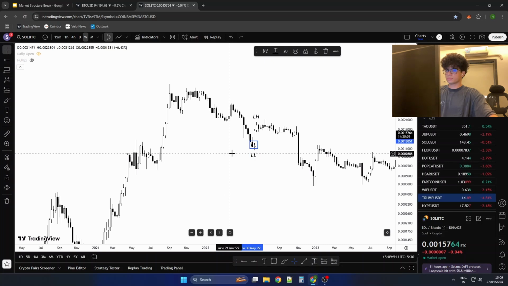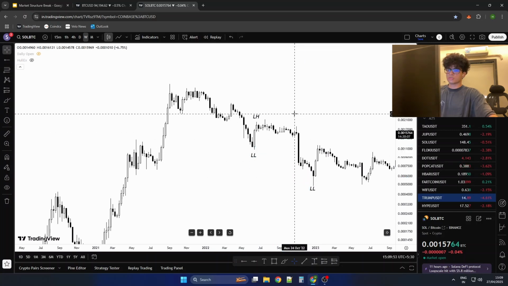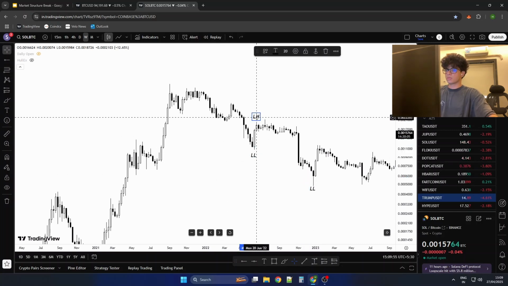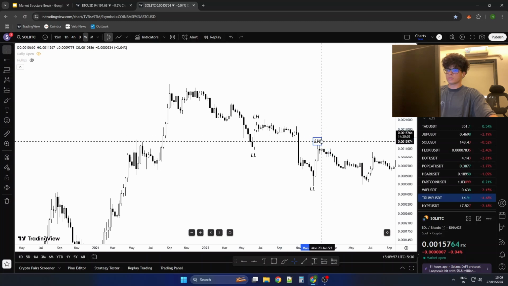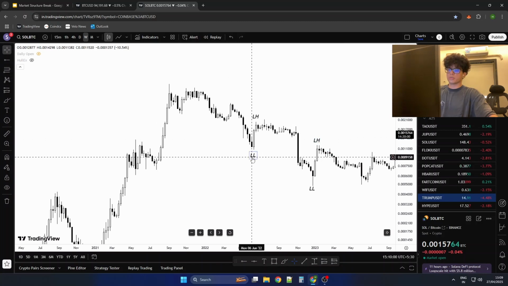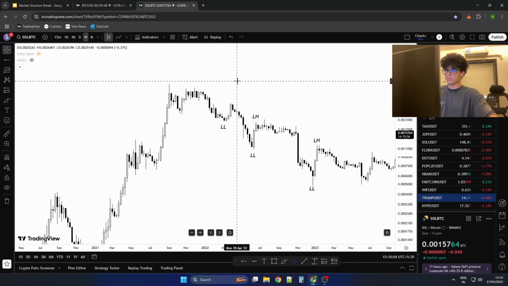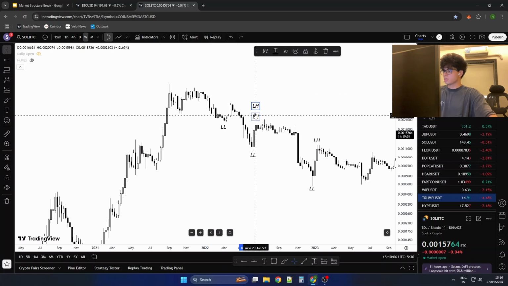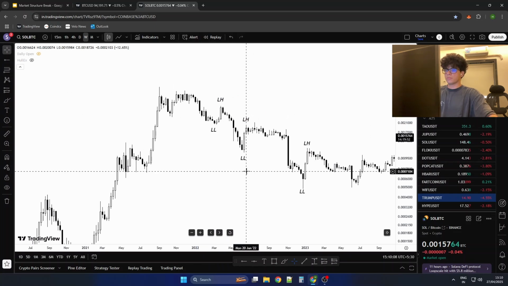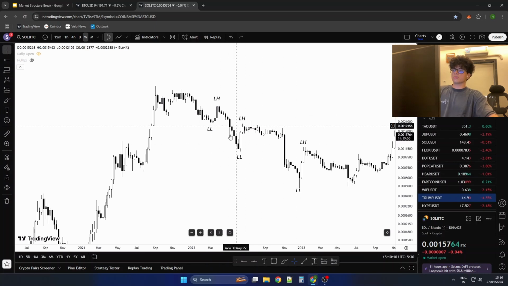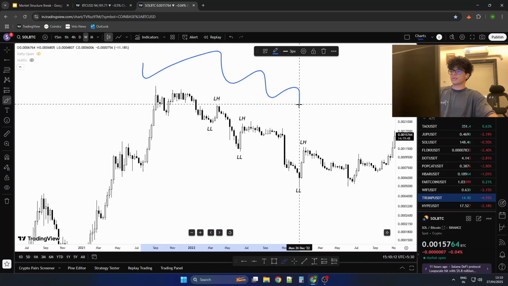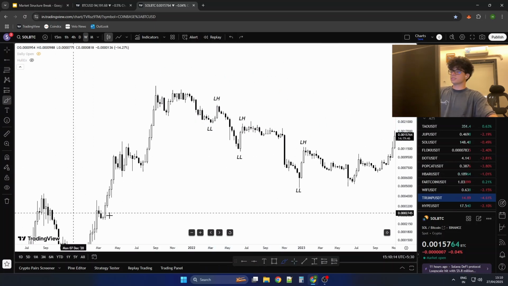Similarly, this will also be a lower low. This will also be a lower high, right? Same here. You guys could say that here too, and here as well. So, a set of lower lows and lower highs. So this market is trending downwards, as you guys can see.